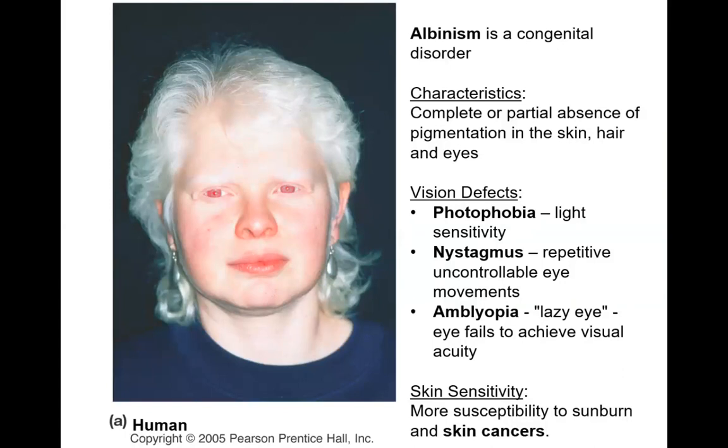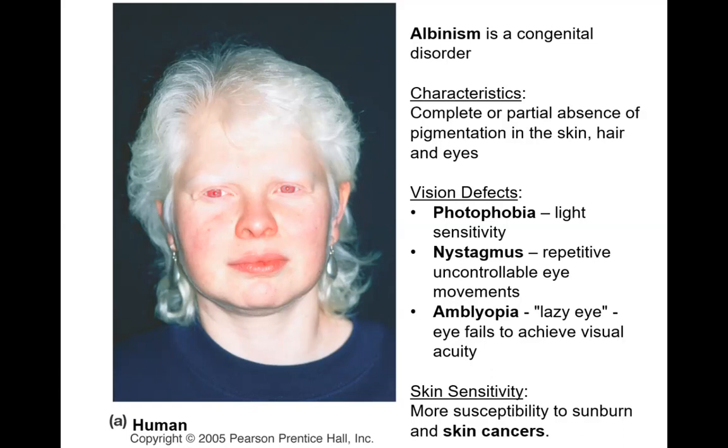So albinism is actually a congenital disorder. It is characterized by either a complete or partial absence of pigmentation in the skin. Some of the more noticeable areas include the hair and the eyes. Now, because of this lack of pigmentation, it can actually cause vision defects. Some of those include photophobia, where there is a lot of sensitivity to light. So individuals that have albinism tend to shy away from very, very bright light areas.